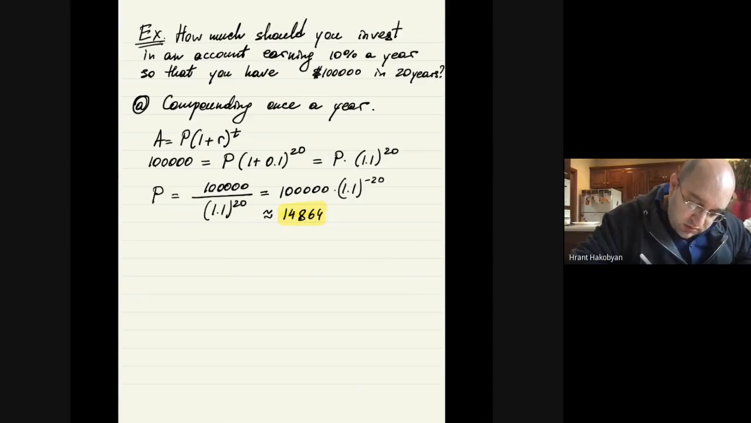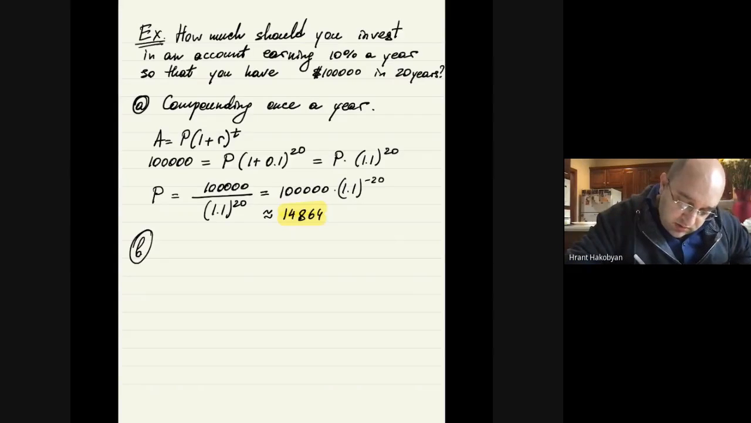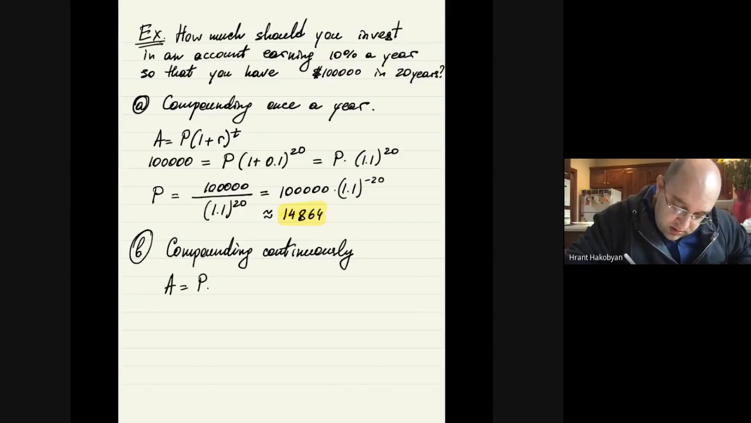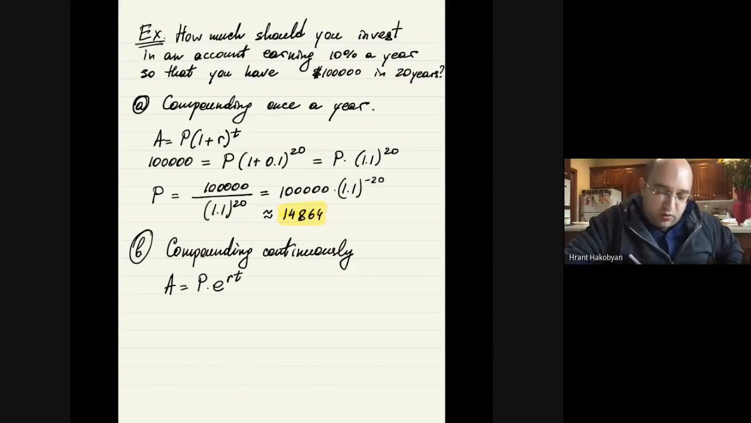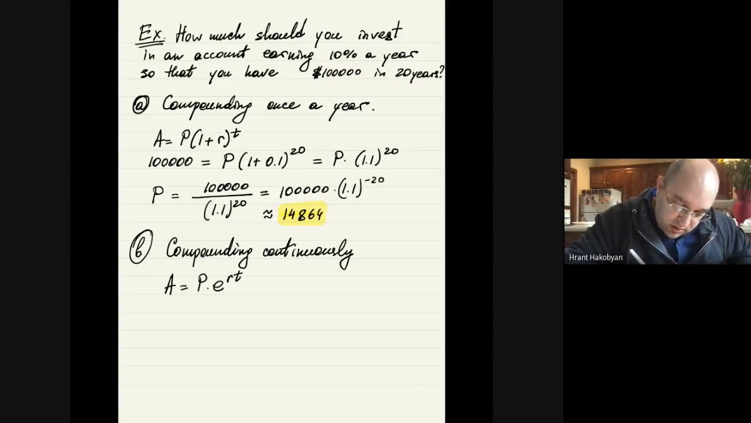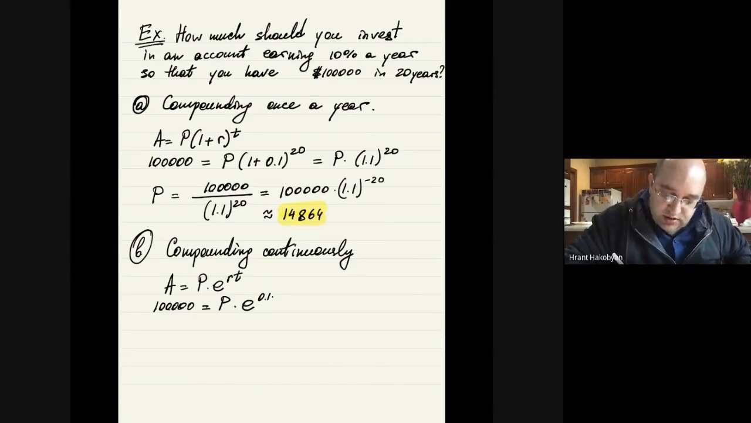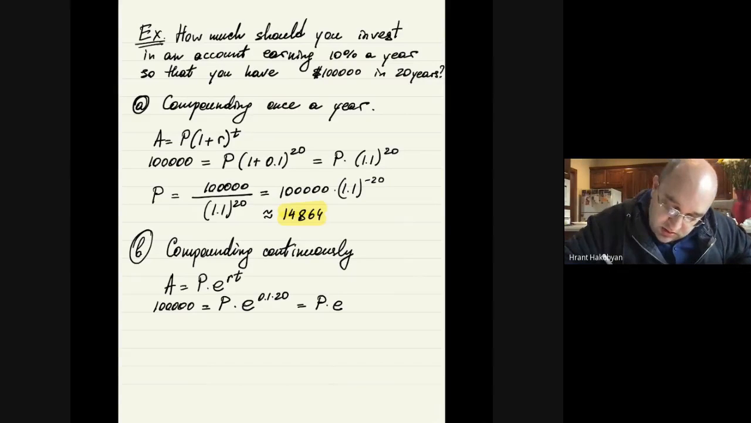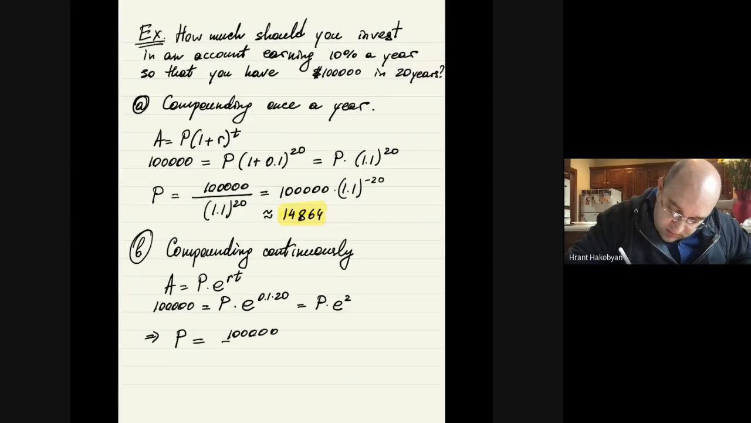Okay? In a very similar way, I can do the same thing for what happens if I compound continuously. So then I have that the amount is equal to, again, P times e to power RT. Again, I know all the numbers here except P, so I'm just going to plug them in. I want to have 100,000. The initial amount is P. I want to multiply by e to power R, which is 0.1, times T, which is 20, right? So this is going to be P times e to power 0.1 times 20, which is 2. Therefore my P is going to be 100,000 divided by e squared.